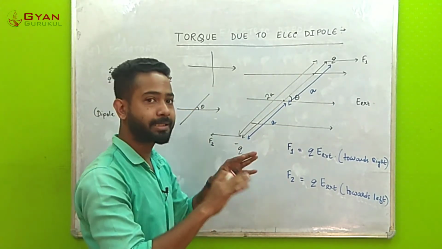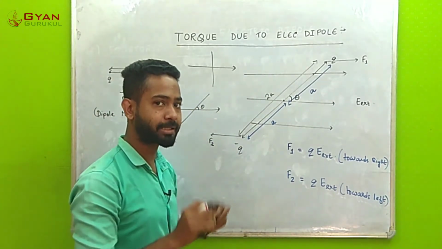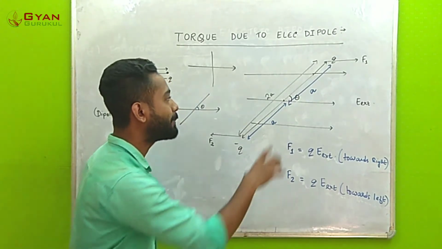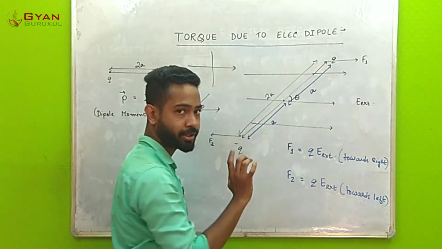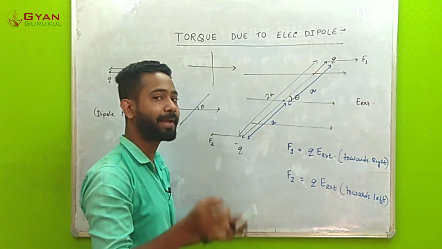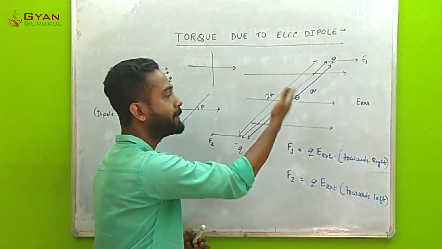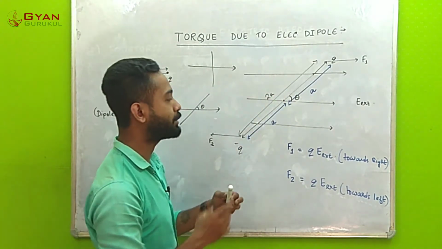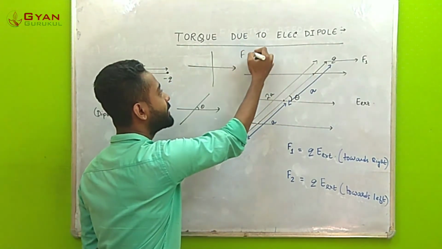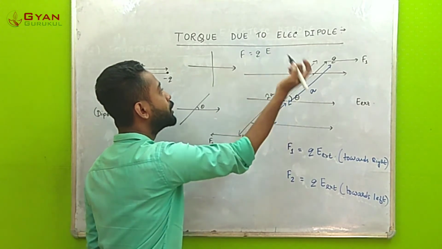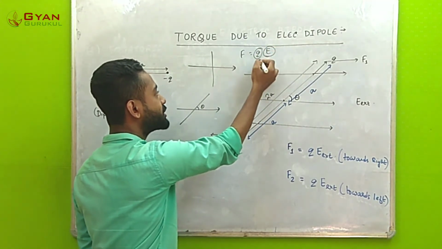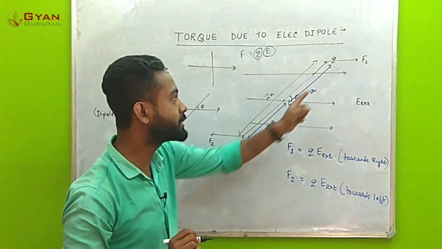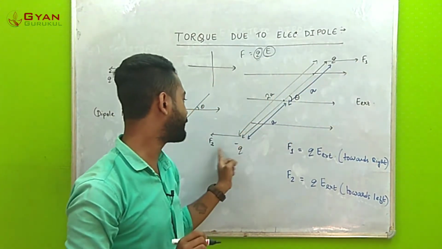Now, taking the concepts of electrostatics into account, let us study it further. Since the dipole consists of two charges, one negative and the other positive, both charges are going to experience a force because they are placed in an external field, because electrostatic force F is given by charge multiplied by field. So whenever a charge is placed in a field, it experiences a force. Those forces are termed F1 and F2.